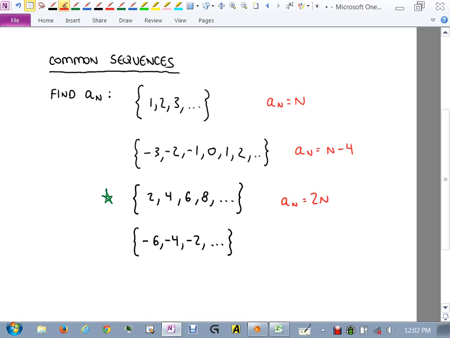So those are evens again, right? We're shifting them by how much? 8. Every one of these, right? I take 8 away from this, I get this. Take 8 away from that, I get this. Take 8 away from that, I get this. Take 8 away from that, I get, right? So 2n minus 8. Still good? All right.